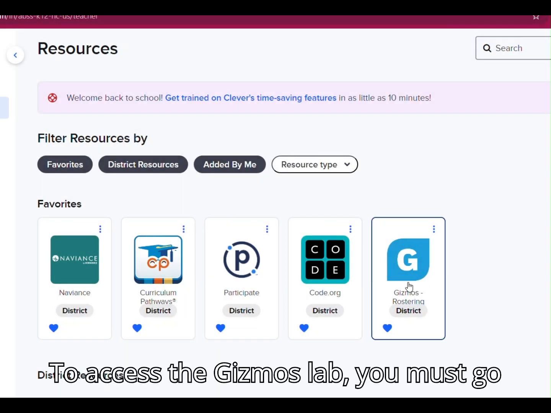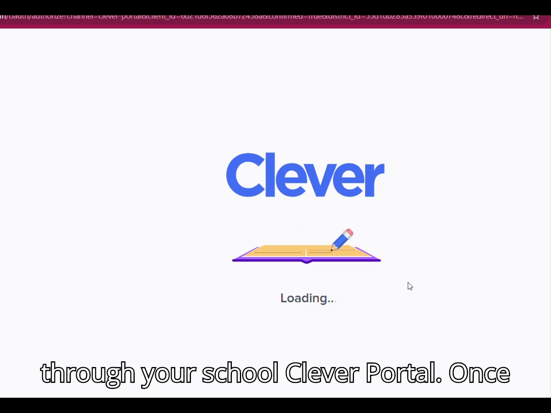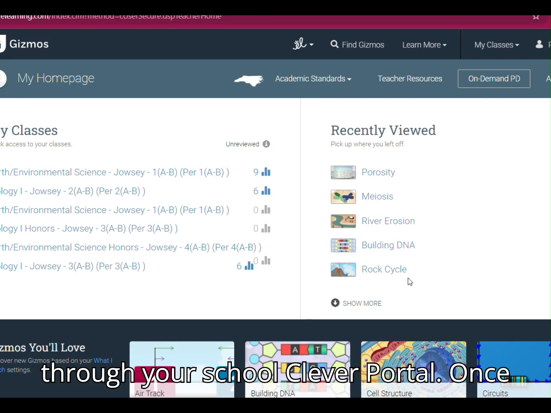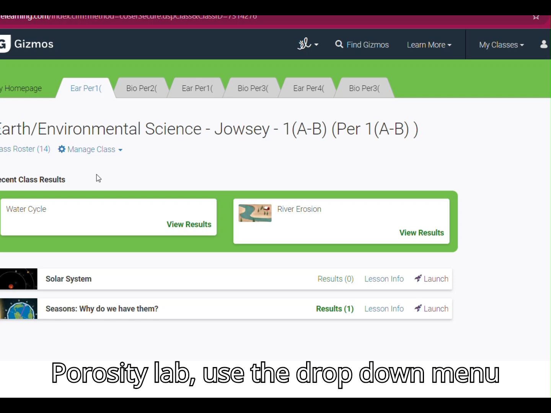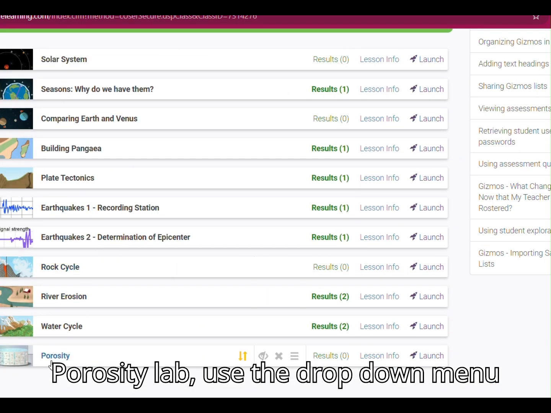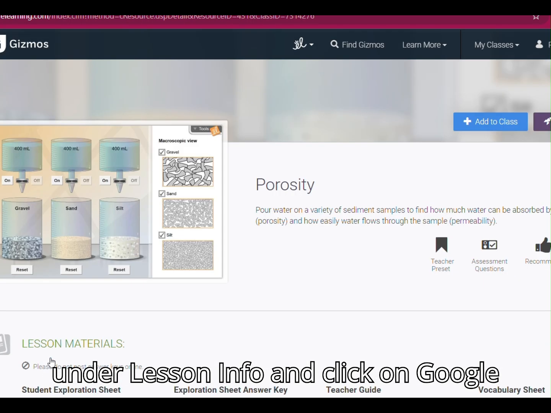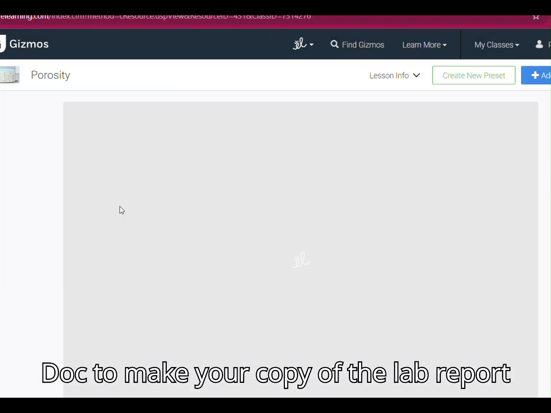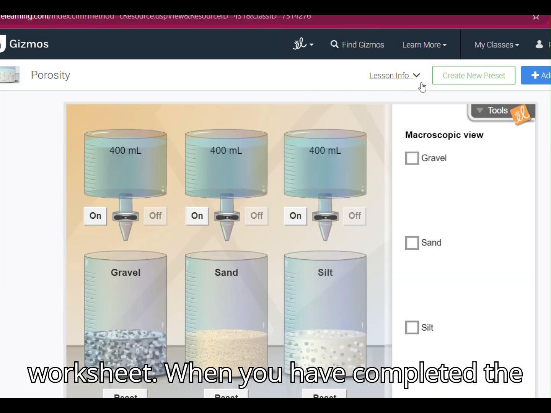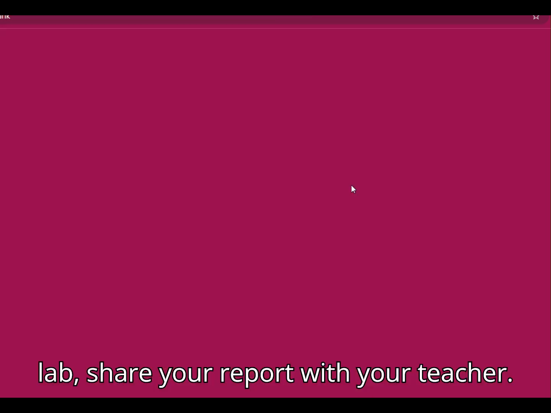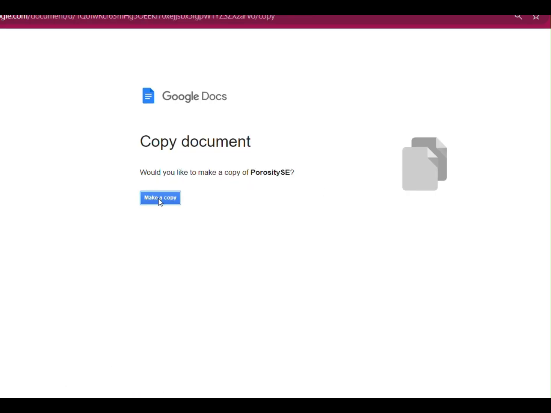To access the Gizmo's lab, you must go through your school Clever portal. Once you click on Gizmos and launch the Porosity lab, use the drop-down menu under Lesson Info and click on Google Doc to make your copy of the lab report worksheet. When you have completed the lab, share your report with your teacher.